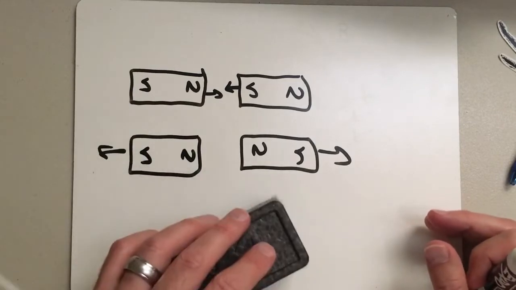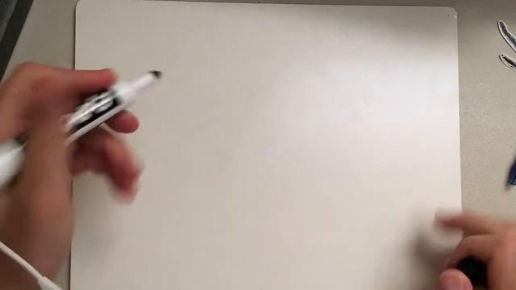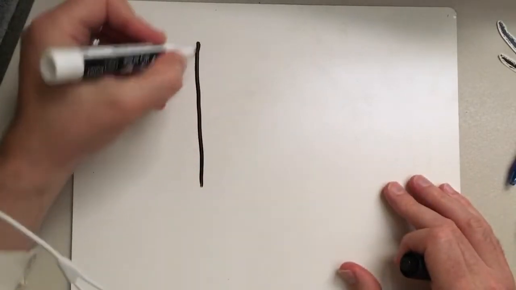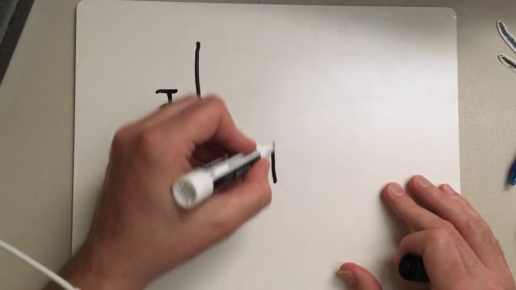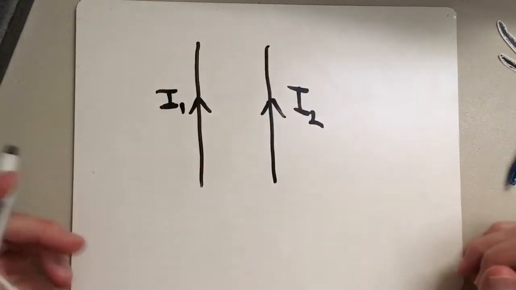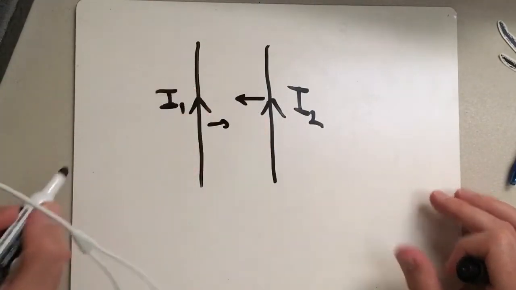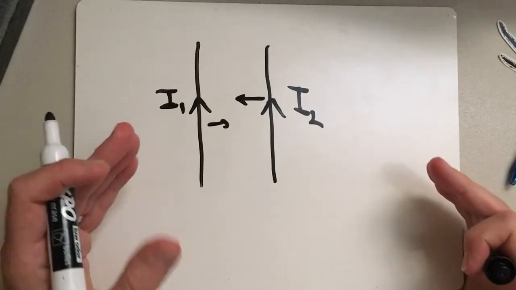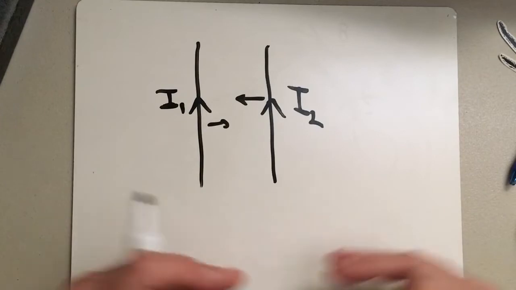Now, there's another straightforward case involving magnetic forces about when things are attracted or repel each other, and that deals with currents. So let's say I have a current, I'll call this I1, it's going up. Here's I2, it's going up. They're both going the same direction, then they attract each other. So when you're talking about currents, if they're the same direction, they attract each other.